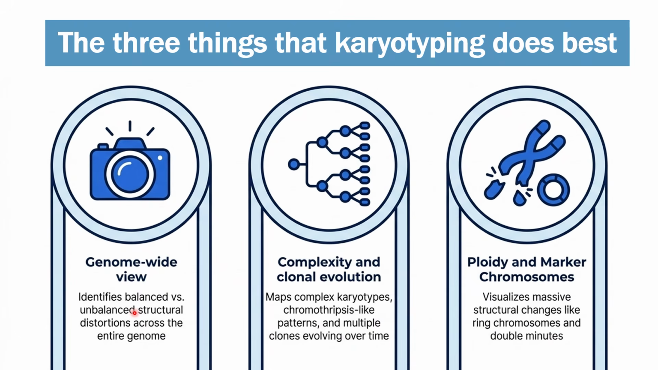Now, let us look at three things that karyotyping does best. One, it gives you an overall view of the entire genome. So you can identify both balanced and unbalanced structural rearrangements across the entire genome. Second, it helps you look at complex karyotypes, and if there is chromothripsis, where there is shattering of the entire chromosome because of a single catastrophic event, you can see the actual damage that has occurred at the chromosome level.